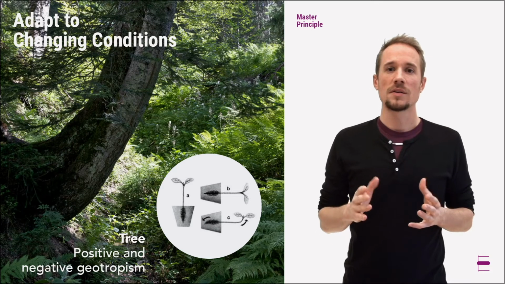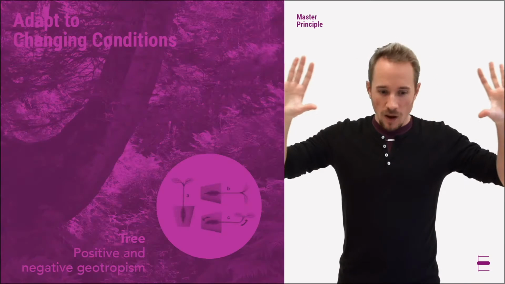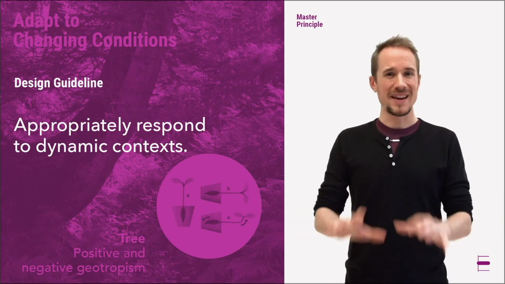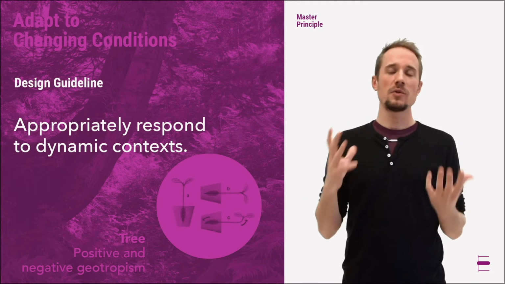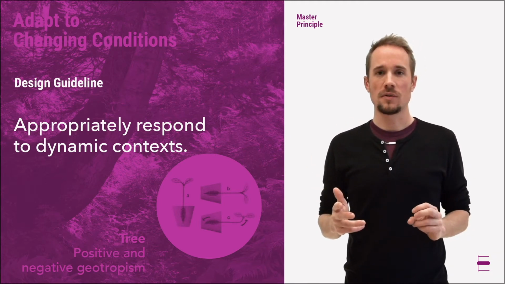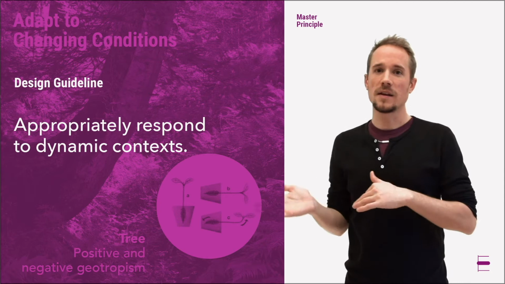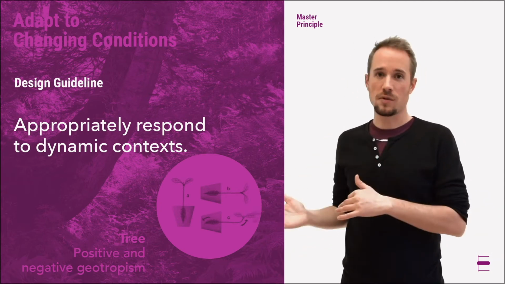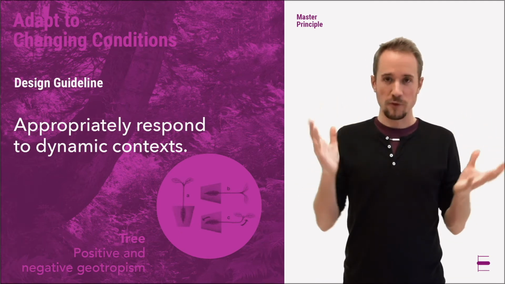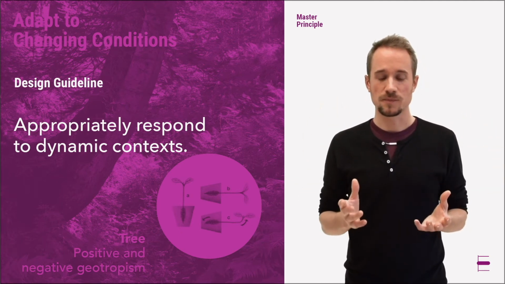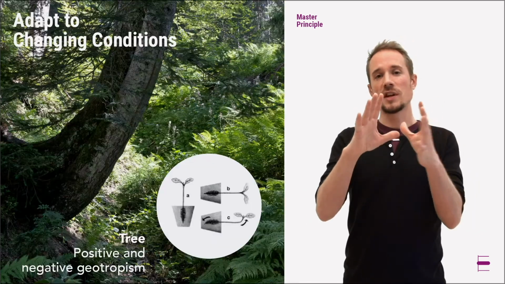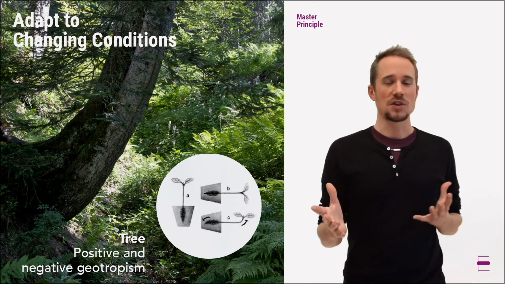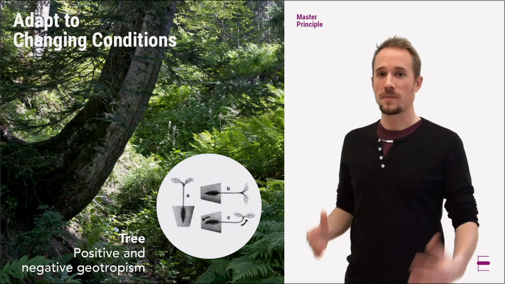What's our design guideline here? Appropriately respond to dynamic contexts. The dynamic contexts that are found everywhere in life on Earth, of light and day, hot and cold, destruction, birth, different physical forces, chemical forces. And of course, in our ecosystem of the tree, our tree always needs to be able to adapt to changing conditions if it wants to survive.